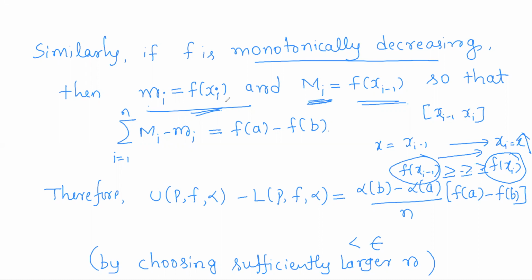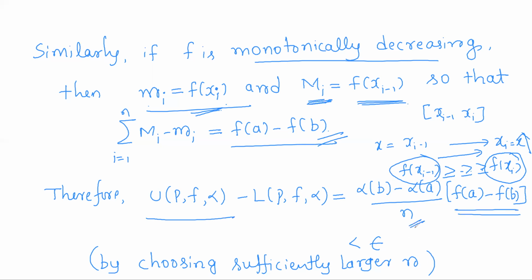So this is the only change between a monotonically increasing function and a monotonically decreasing function. If small mi is f of xi and capital Mi is f of xi minus 1, then the summation will be f of a minus f of b. So it is just the reverse. Now UP of alpha minus LP of alpha will be alpha of b minus alpha of a into f of a minus f of b by n.